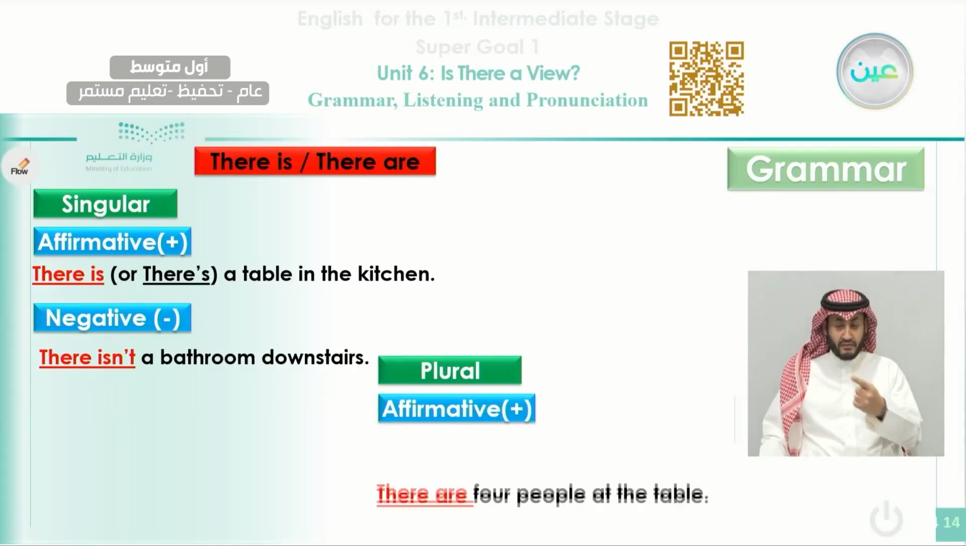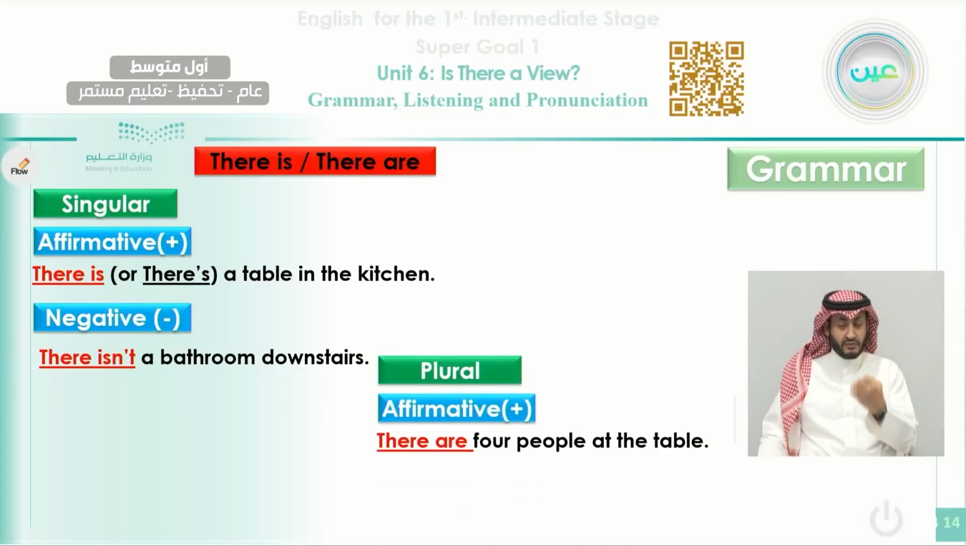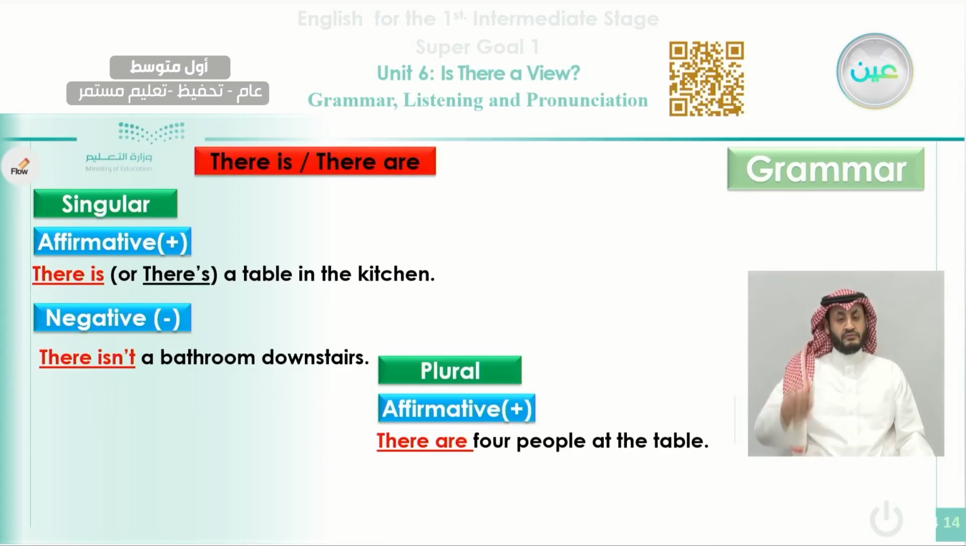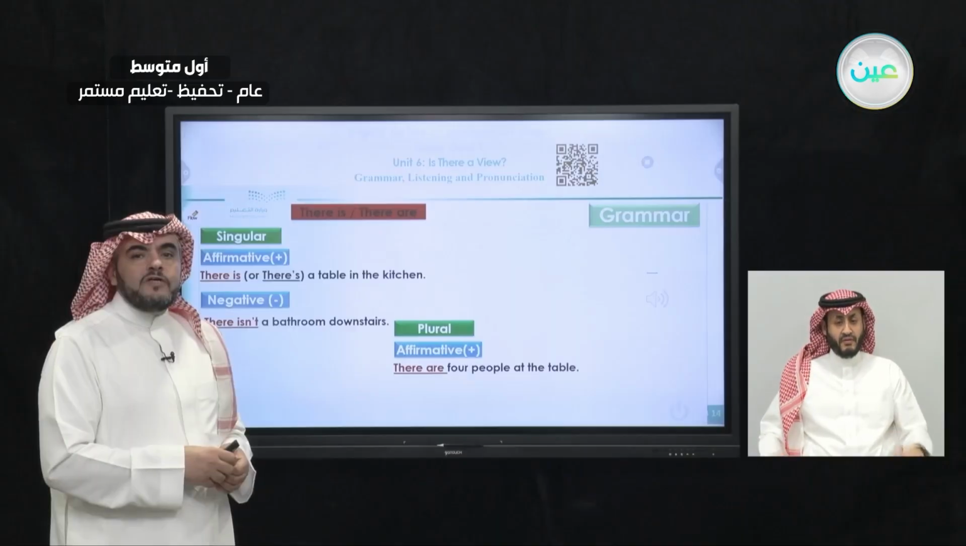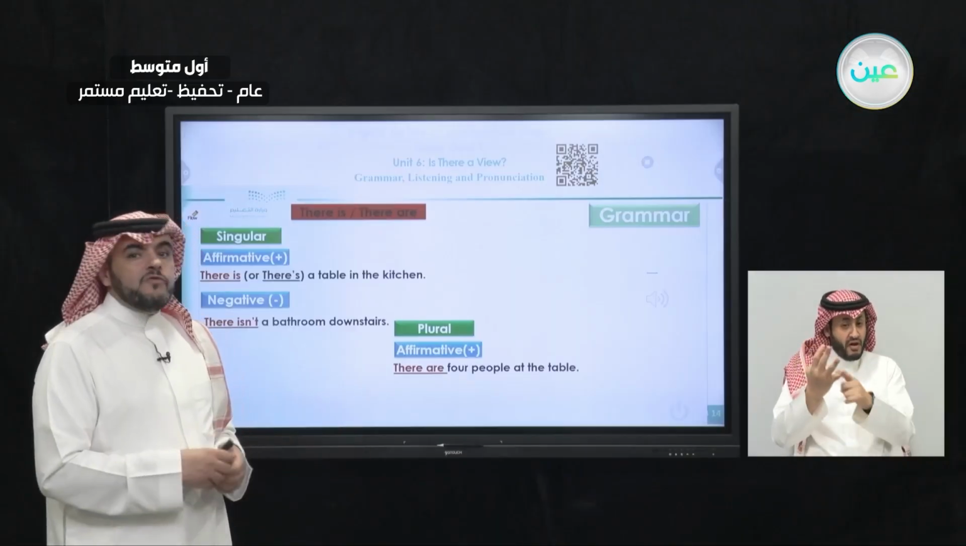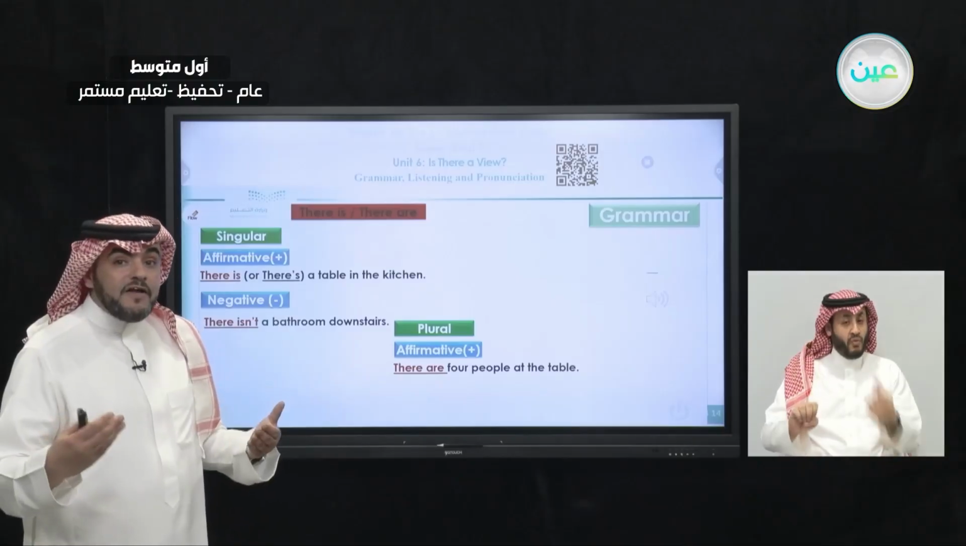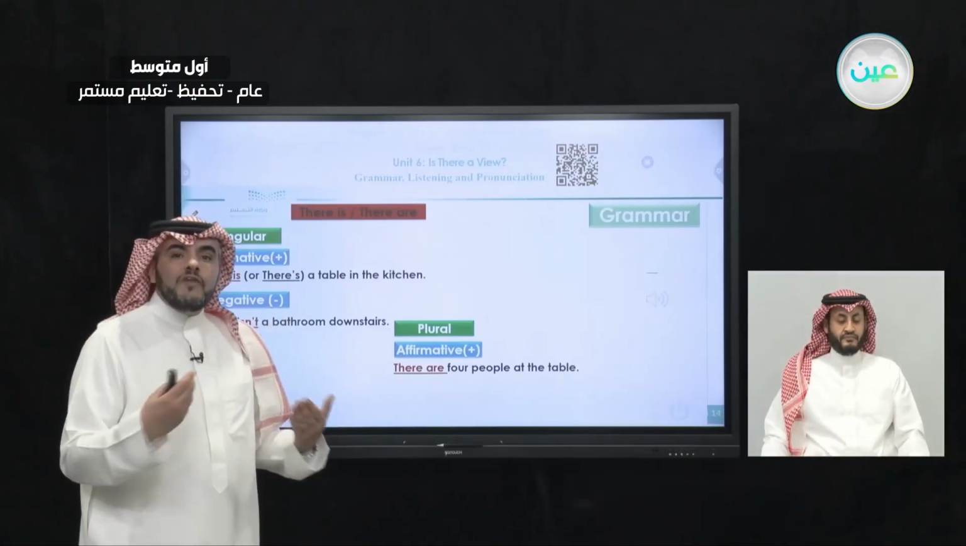For plural, you can say like this one. There are 4 people at the table. You can see a table and there are 4 people sitting by the table. So there are. Why do we say there are here? Because we are talking about more than one.